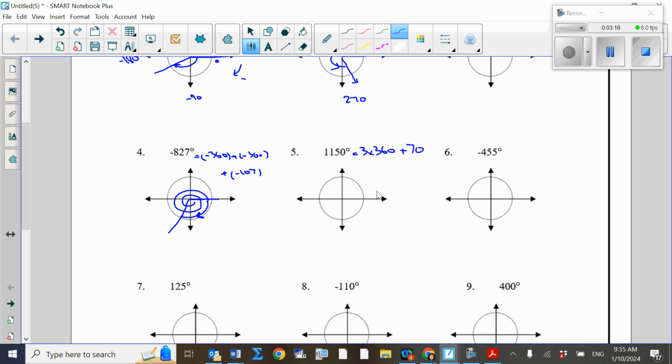So this time, we're going to go to the positive direction and make 1 circle, 2 circles, and 3 circles, and then 70 degrees after that. This is 90, so 70 is a little bit less than that, almost here. So this will be my angle. Again, don't forget about the direction.